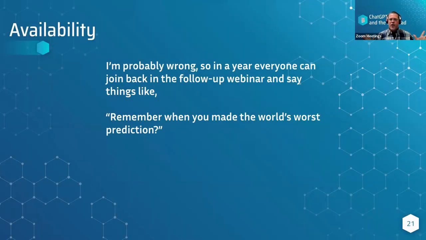All right, so I'm probably wrong. So in a year, everyone can join back in, and we'll do a follow-up webinar, and you can say things like, "Remember when you made the world's worst prediction?" or other insults. I'll take all the insults about how I was wrong, and everything's fine, and the PD we did in April is still all valid in September, and the service is fine. And I actually hope that's the case. I'm cautious because I have a small team, and if I do any PD and then the product goes away in 3 months, I'll be lobbying for 6 months to do another PD.